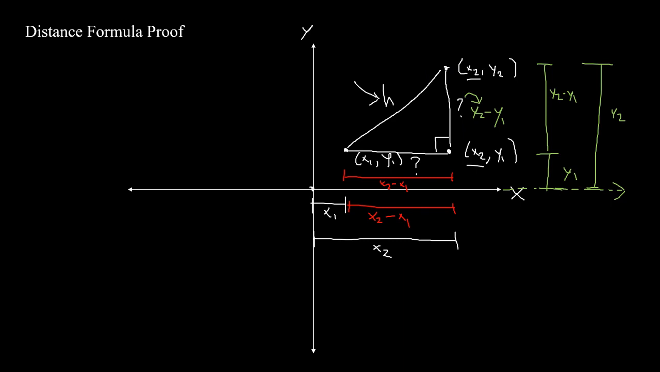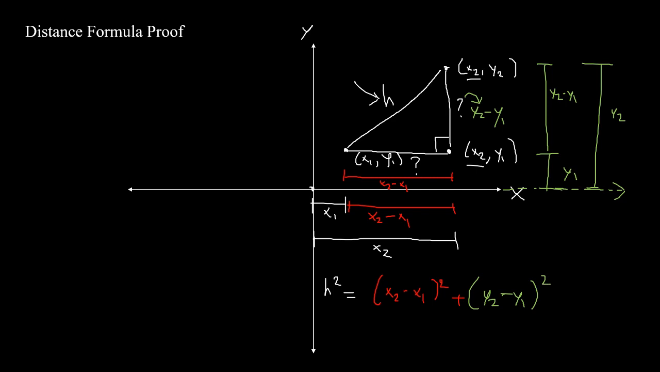So with the Pythagorean theorem, we know that the hypotenuse squared is going to be equal to the length of the legs, both legs squared, and added together. So this is going to be equal to, we're going to do the x's first, x2 minus x1 squared plus y2 minus y1 squared.